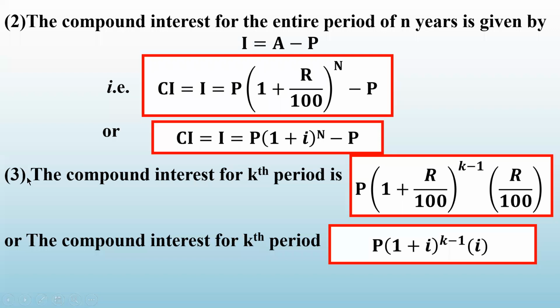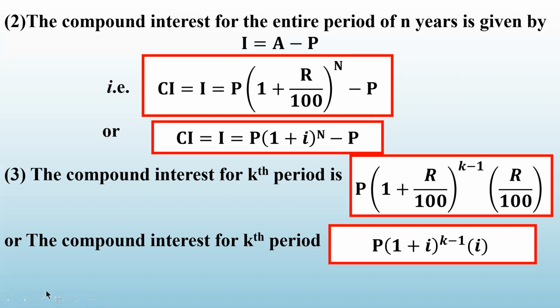The third formula is the compound interest for the kth period. I'm using the word period because the period may not always be a year. It can be a month, a quarter, or half yearly. So that's why I'm using the word period here. The compound interest for the kth period is calculated on the amount of the previous period. So the previous period will be the (k minus 1)th period.